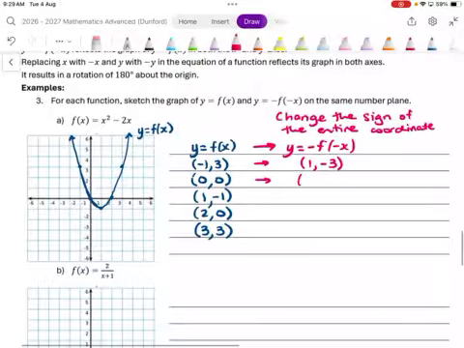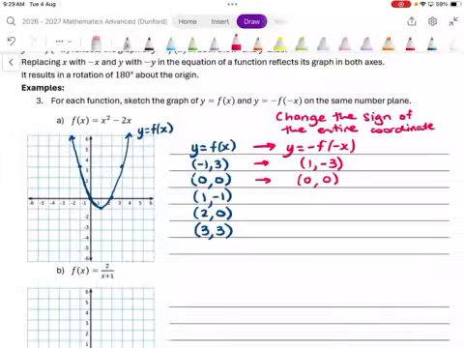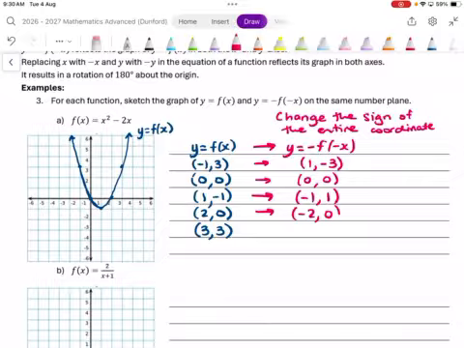The next point is 0, 0. That just stays as 0, 0, because when we multiply 0 by negative 1, nothing happens. The next point will become minus 1, 1. Then we will have minus 2, 0. And we'll have negative 3, negative 3. So what we're doing is reflecting it in the y-axis and the x-axis.